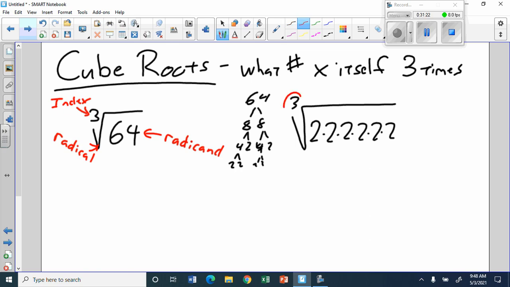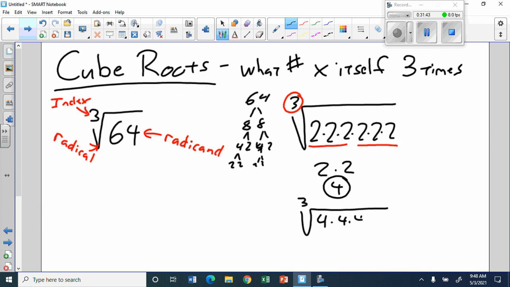So because there is a 3, I take out 3's. Every time there's 3 numbers, I pull it out, pull it out, pull it out. My answer is 4. The cube root of 64 is 4. And that kind of makes sense too, because the cube root of 64 is 4 times 4 times 4. 4 times 4 is 16, so we can pull that out.